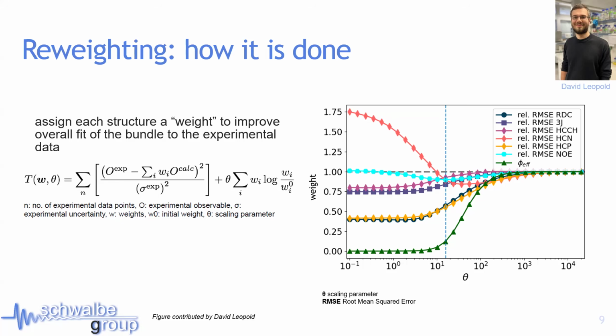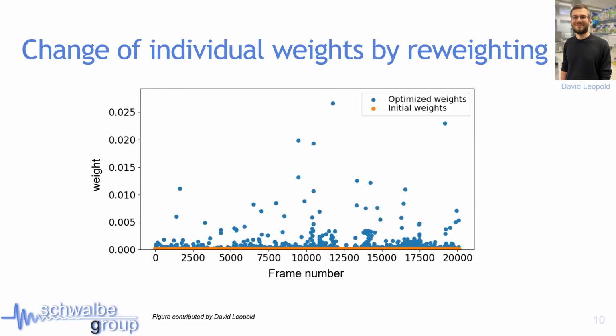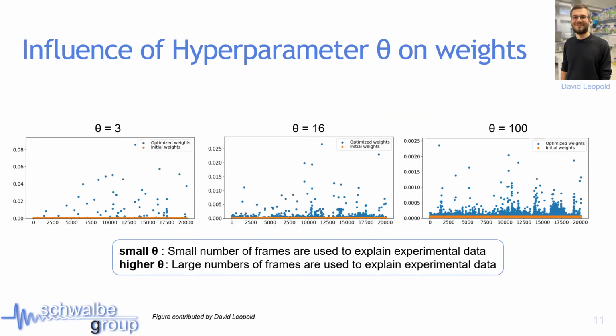Now you might ask, okay, how does it look if we change different thetas? I think I skipped straight to the slide. So in orange at the bottom, we have an unweighted simulation. So you see here, every frame of these 20,100 frames is exactly identical. So the weight is 1 over the number of frames. And if we choose, for example, a theta of 3, then we just choose very, very few frames to actually describe all of our NMR data. So we have a very narrow view on the MD ensemble.